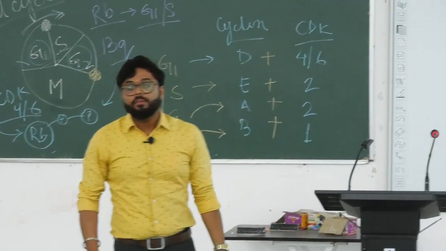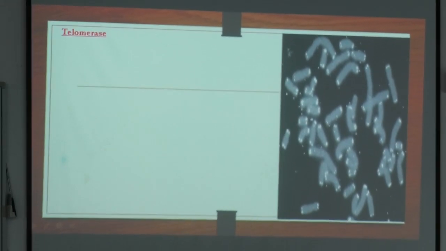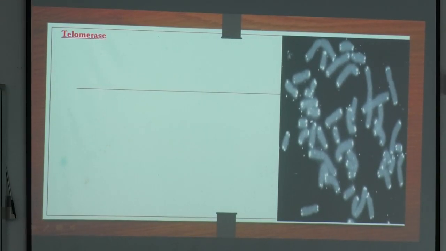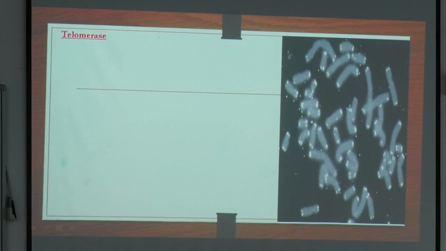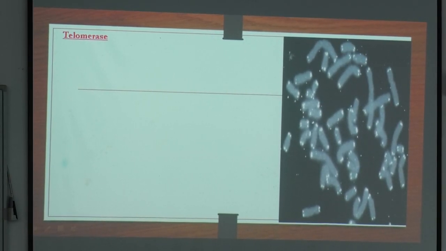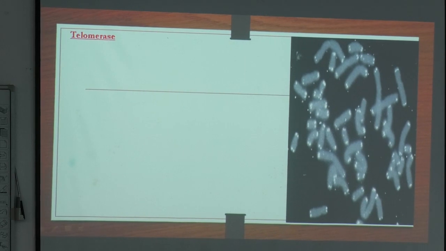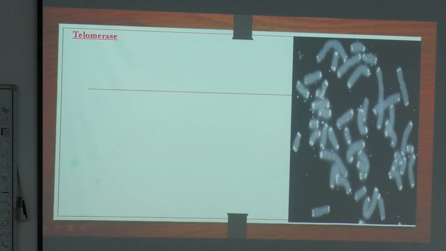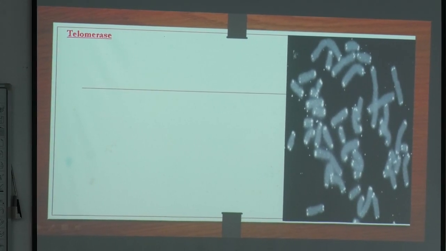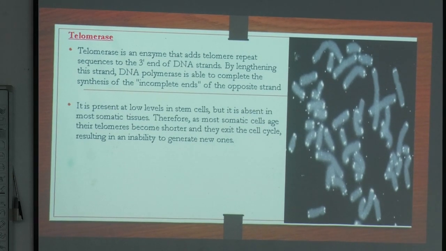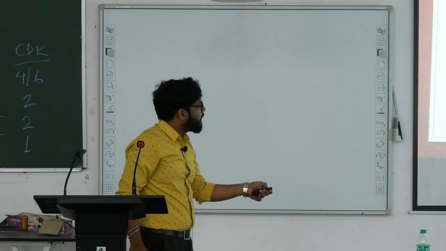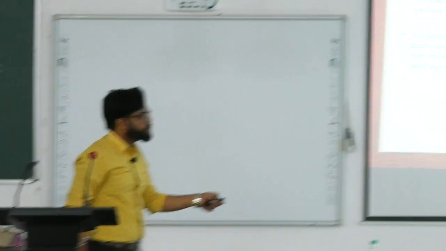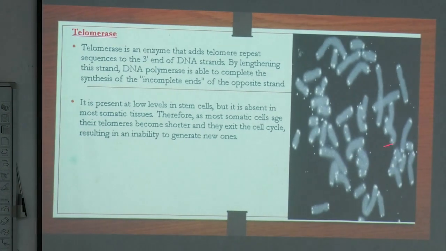Now, what is the role of telomerase? Telomerase is an enzyme that produces the TTAGGG repeats. That means the length that gets shortened at each cell cycle is added back by telomerase. These are the ends of the chromatins.